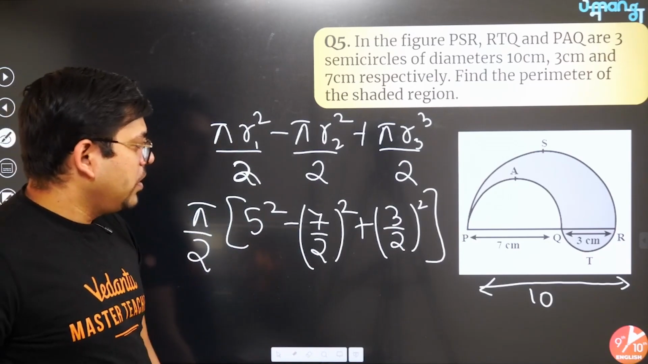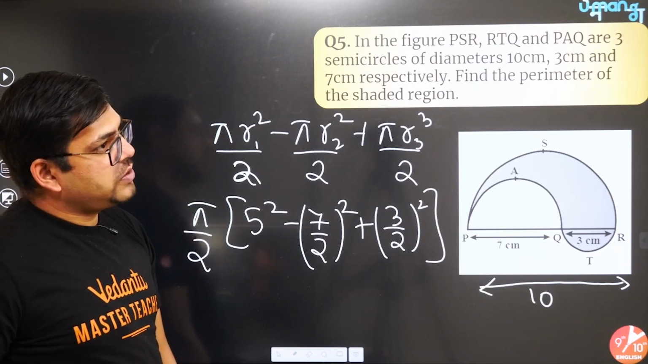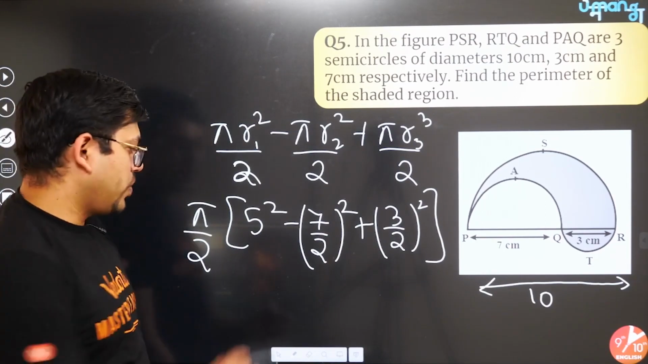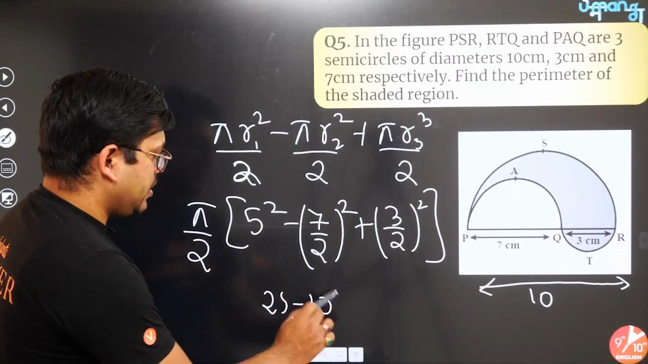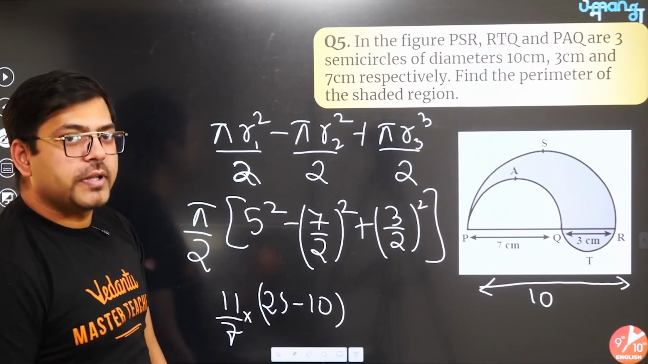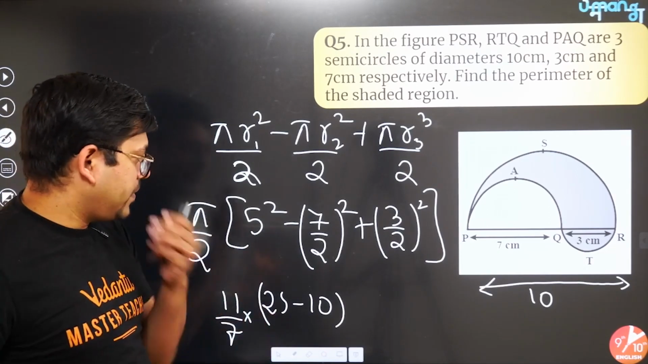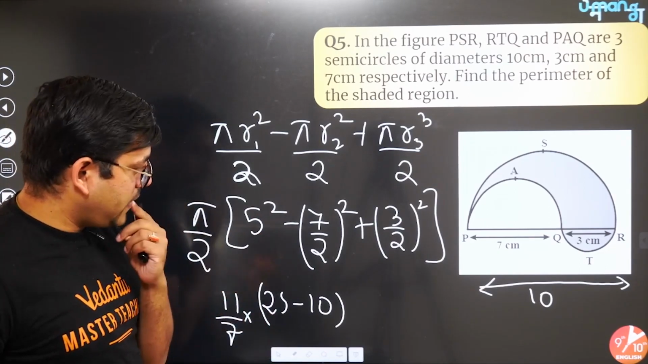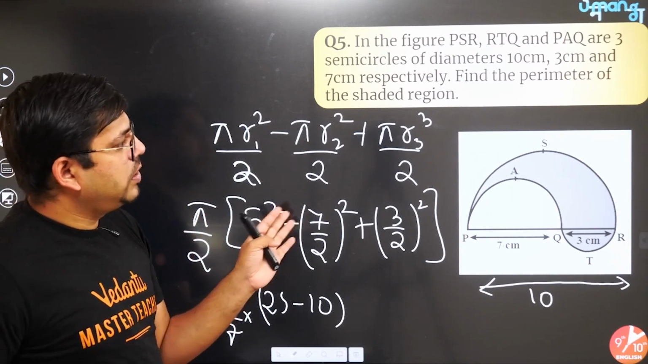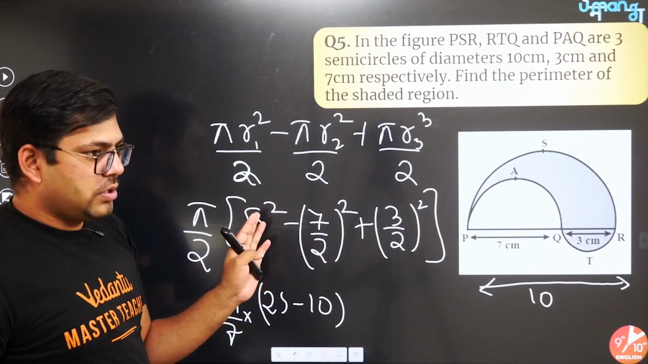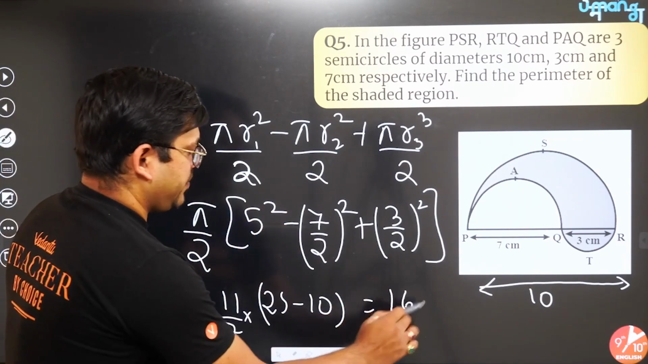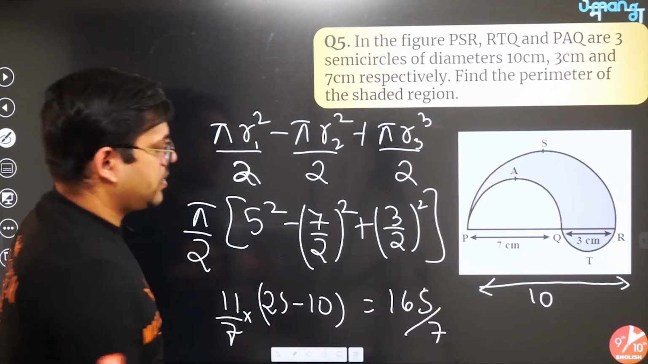So if I am not wrong, 7 square, 3 square, 7 4s are 28... 25 minus 10 into 11 by 7. If I am not wrong, this should be the answer. So 165 by 7. This is what my brain says. Probably I'm right. Yes, okay, this is right. If I'm not wrong, 165 by 7 should be the right answer.